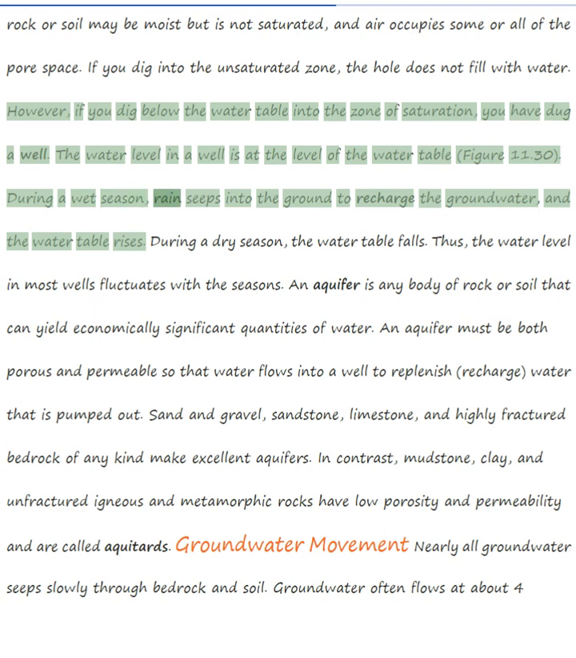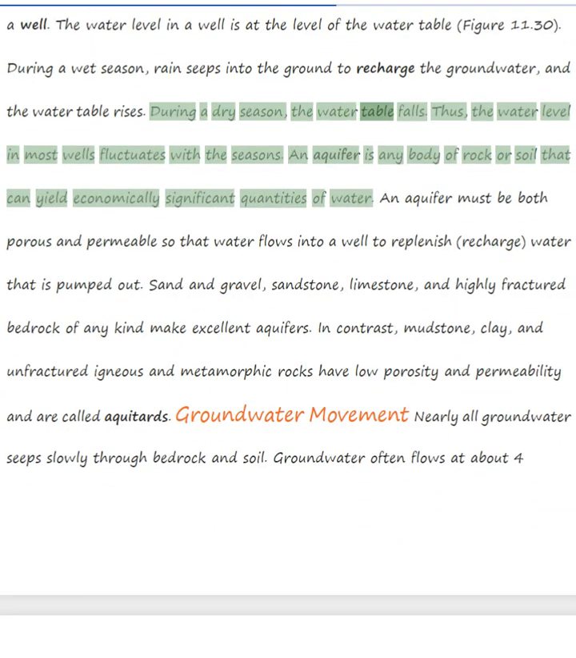During a wet season, rain seeps into the ground to recharge the groundwater, and the water table rises. During a dry season, the water table falls. Thus, the water level in most wells fluctuates with the seasons.